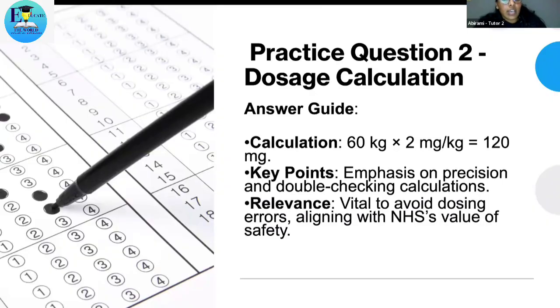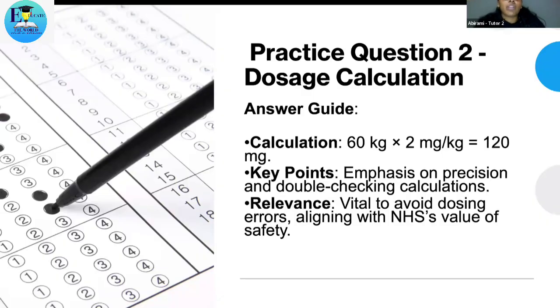Yep, so we see the answer. You just do 60 times 2 mg, which will give you 120 milligrams. So again, just practice these ones. It does come up quite often. And again, look at units as well. Is it milligrams? Is it grams? Is it kilograms? Just be quite specific in that.